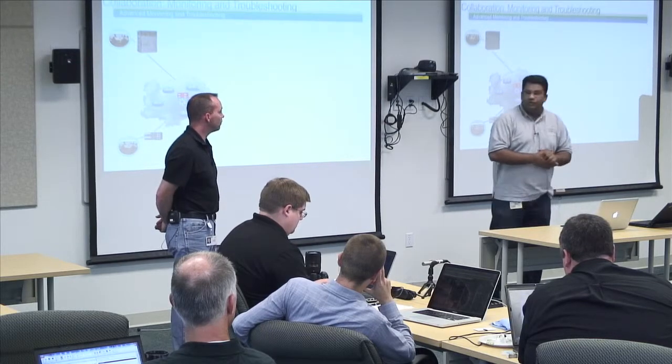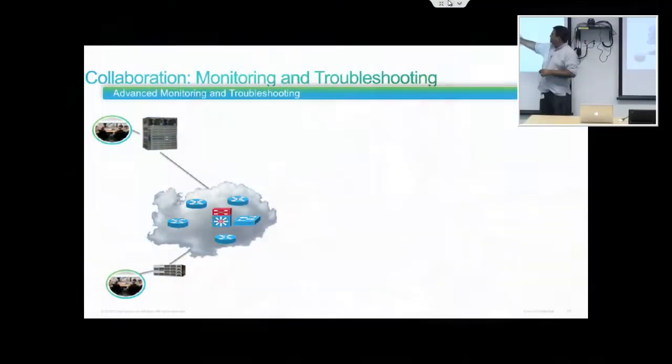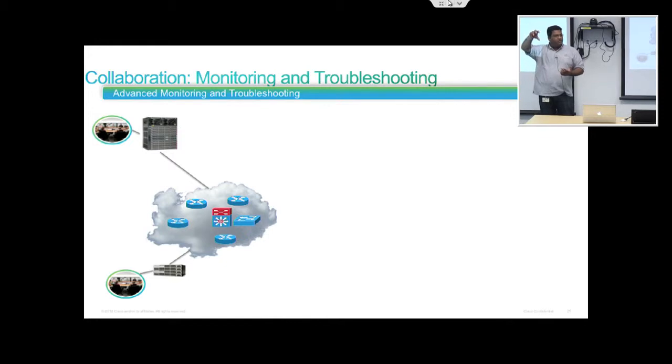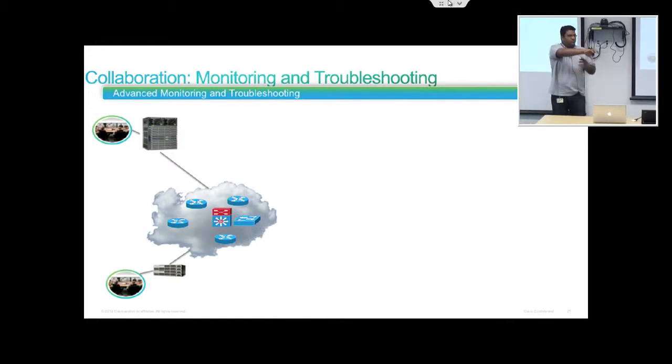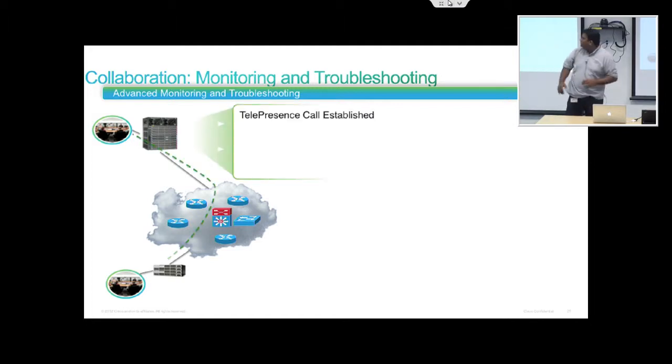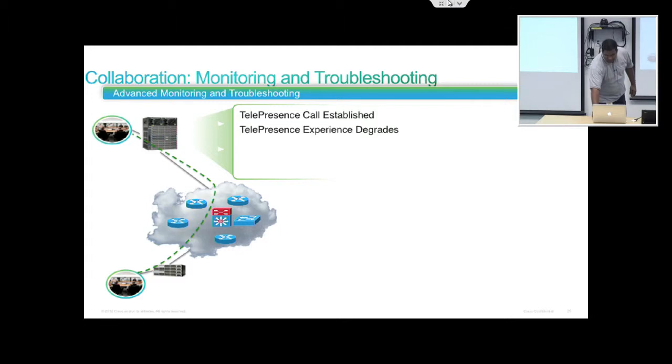Okay, let's talk about troubleshooting. So you have a telepresence session. If you take a look at your typical network, you have access layer, distribution, probably a WAN edge, the other side, distribution, access. So at a minimum, you're looking at 6 to 7 devices. Let's say you have this telepresence call, which is going fine, and then all of a sudden it starts degrading. Maybe it goes down, maybe the user experience is just not good enough.